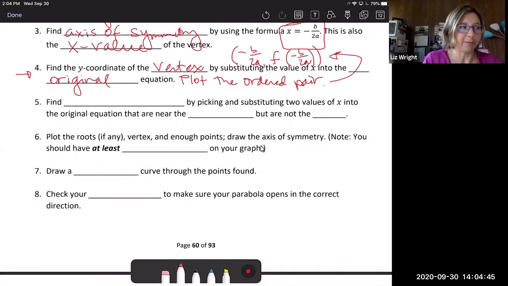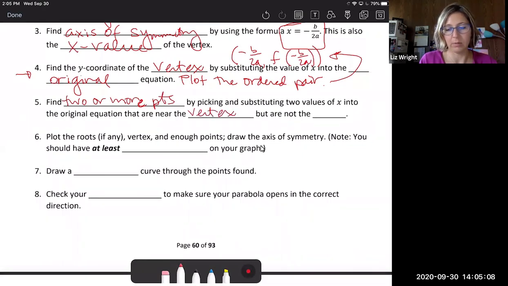Then for step number 5, find 2 or more points, or ordered pairs, by picking and substituting 2 values of x into the original equation that are near the vertex, but that are not the roots. Well, what the heck does that mean? What that means, I'm going to draw a little graph down here.